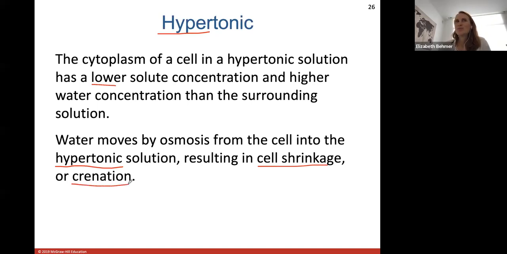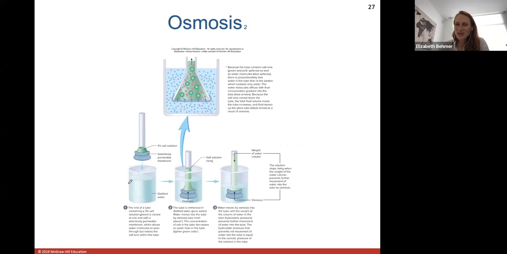So again, we put a cell into a solution where it's more concentrated, so water will naturally move into that area of more concentrated solution. When water leaves the cell, it will just shrink up, shrivel up, and we call that crenation. So here is a very typical experiment that shows what osmosis is. And again, osmosis just means the diffusion or the movement of water, where water will always move from an area where there's more water molecules to an area where there's less water.